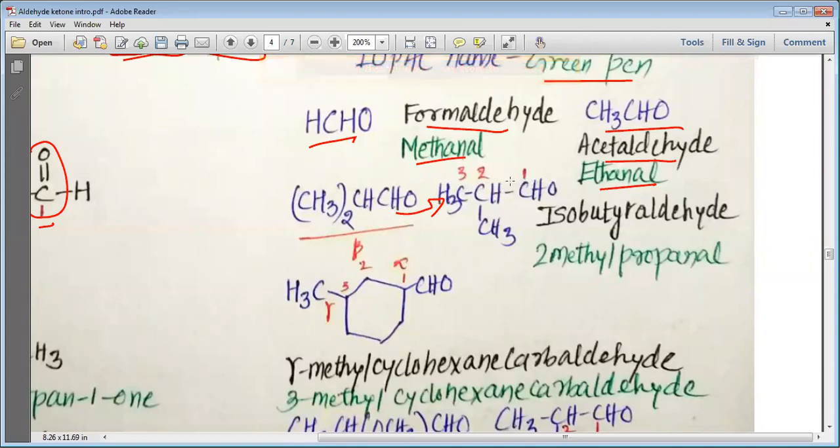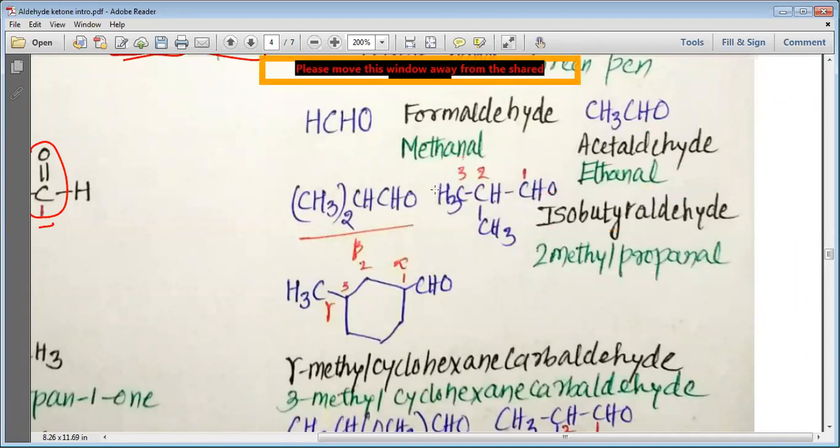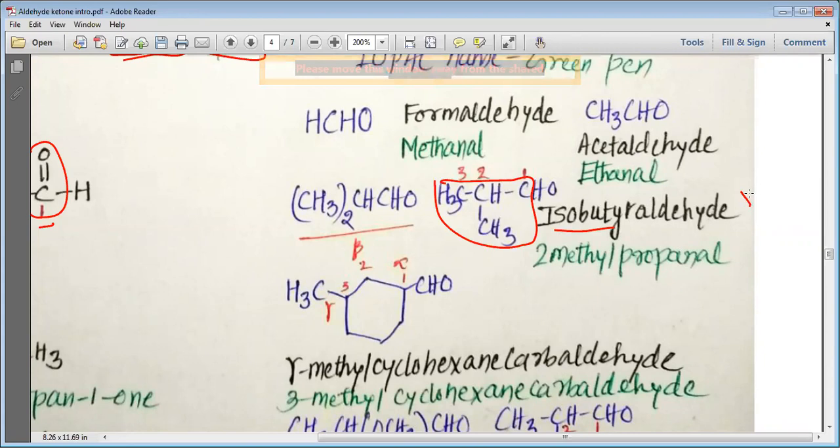For this, my dear students, this structure can be written in this form. So we have three carbon, 1, 2, 3. On second carbon we have methyl group, so it's a 2-methyl propanol because three carbon, but it is also known as the isobutyraldehyde because this group, when we have 4 carbon, is known as the isobutyl group, and that is why it is known as isobutyraldehyde. Please learn this name because it may be asked as a common name.